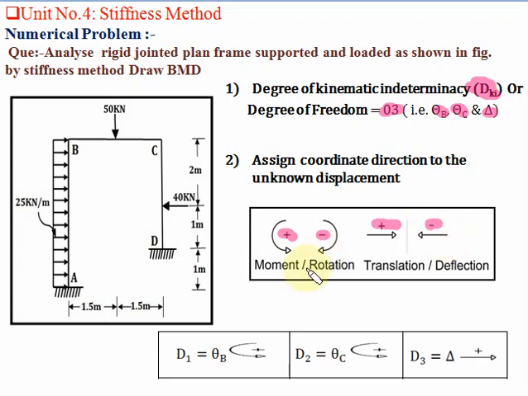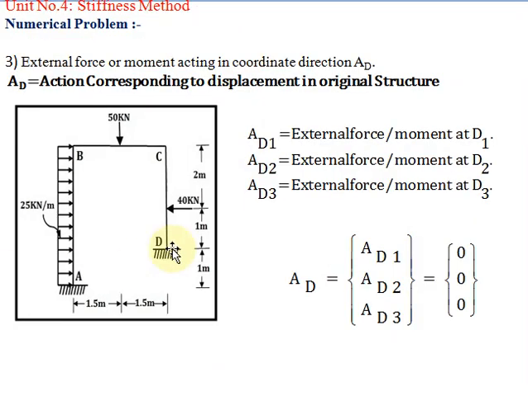Then we assign the coordinate direction to the unknown displacements. The first unknown displacement is rotation at B. Second unknown is rotation at C, and the third unknown is the sway towards the right. After that, we found the AD matrix, that is the action corresponding to displacement in the original structure. At supports B and C there is no external force or moment, so the values of AD1, AD2 and AD3 are 0.